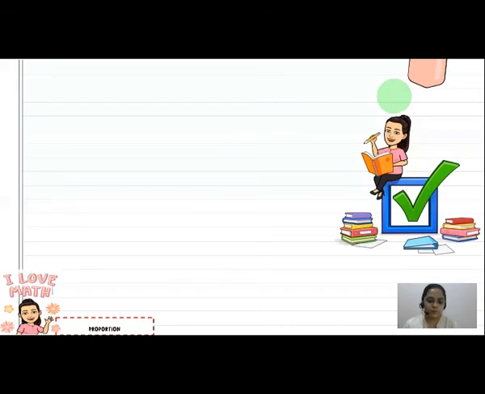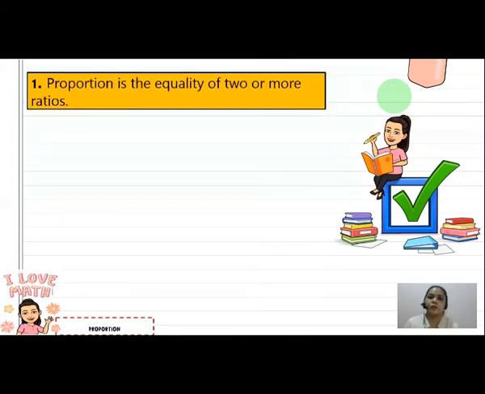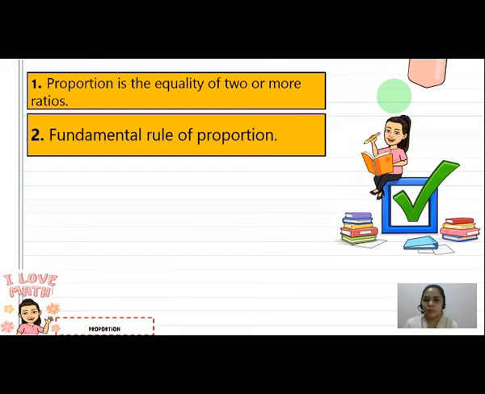So, before we move on to our next activity, let's recall first kung ano ba yung mga na-discuss na natin. So, first, proportion is the equality of two or more ratios. So, pag sinabi equality again, it does not mean na dapat ay equal lang by numbers, but also with the unit.